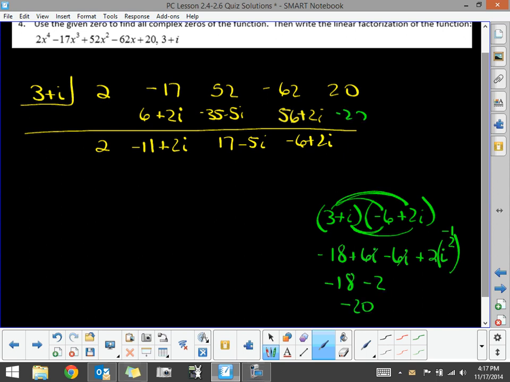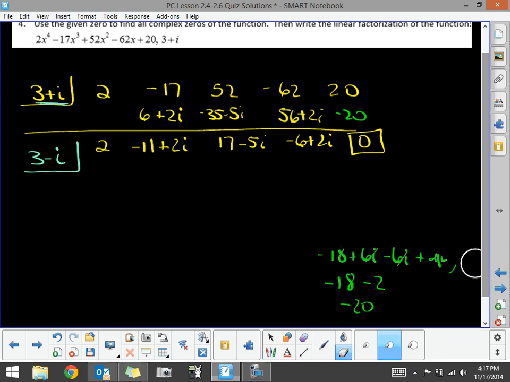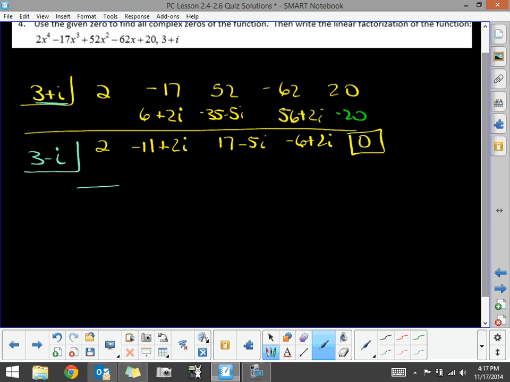So put your negative 20 into the 20, and there is your remainder of 0, verifying that 3 plus i is indeed a zero. Because 3 plus i is a zero, then 3 minus i is a zero. They always come in pairs. So we're going to wipe our slate here and start our next row. Remember, that first row is always the toughest, and then after that it gets a lot easier.